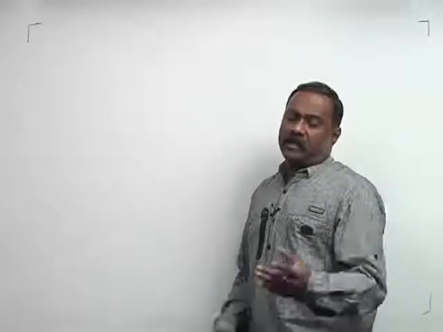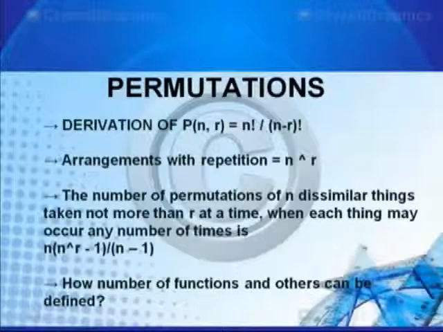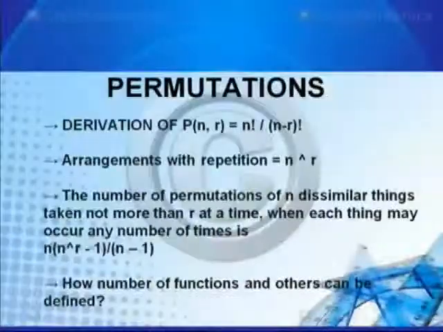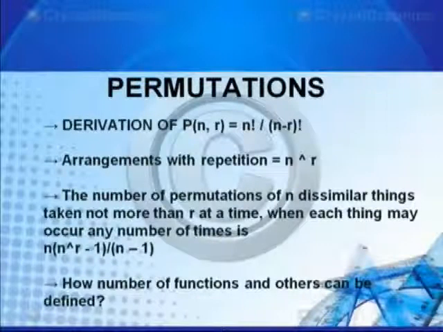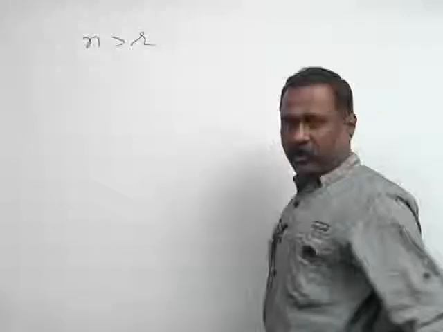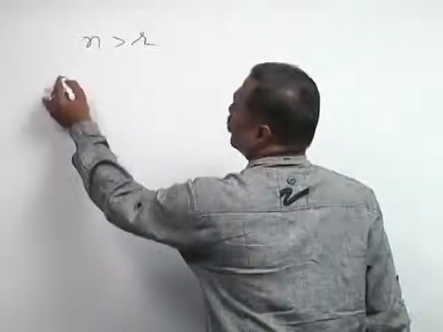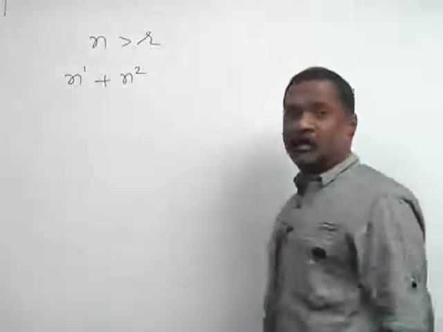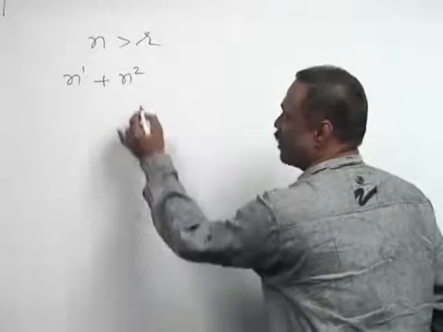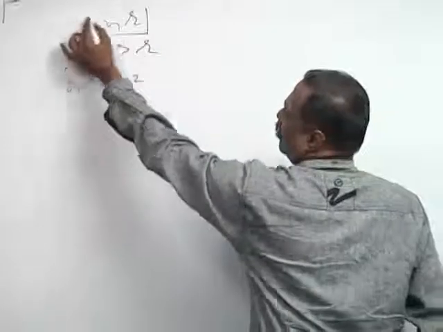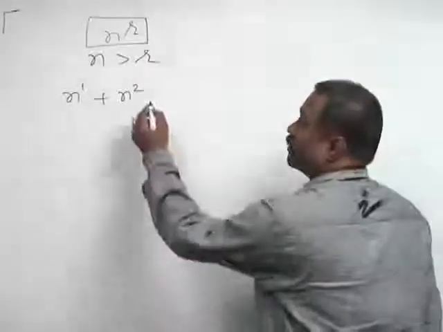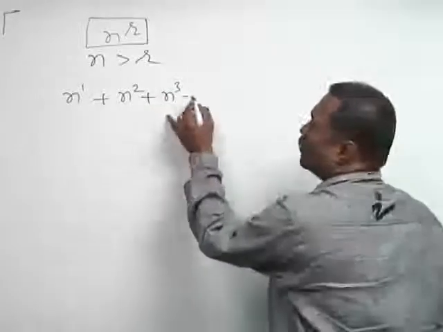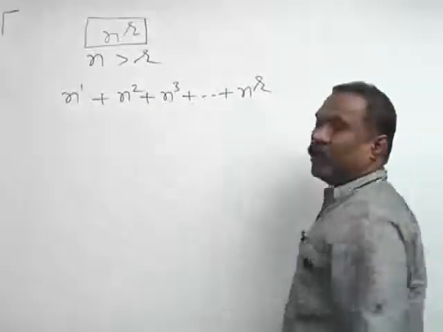So if n things are dissimilar things taken not more than r at a time, not more than r at a time means you can take one thing, or two things, or three things, or four things, and so on. You have to take a maximum of r things, and always remember n is greater than r, of course. Now if one thing is taken, it is n power 1. If two things are taken with repetition, n square. Just now we have seen the formula, it is n power r. With repetition, n square, plus three things are taken, it is n cube, and so on. If r things are taken, it is n power r.